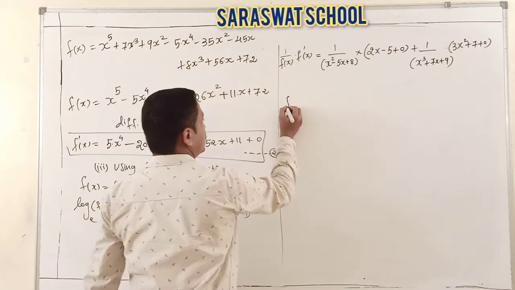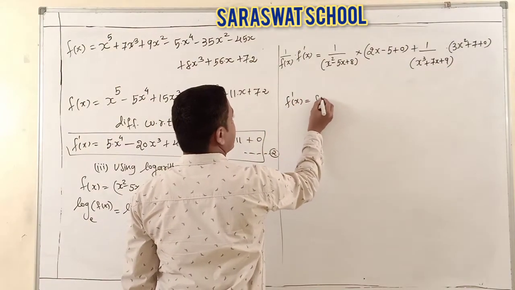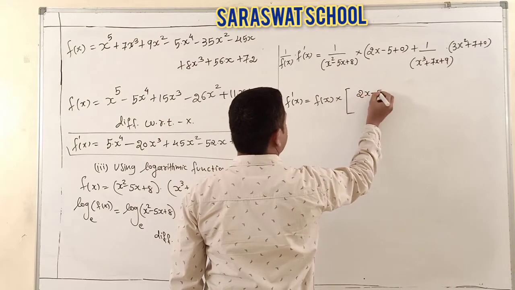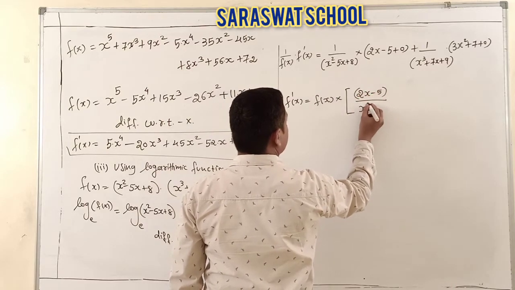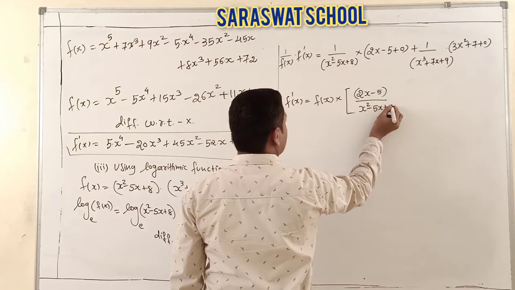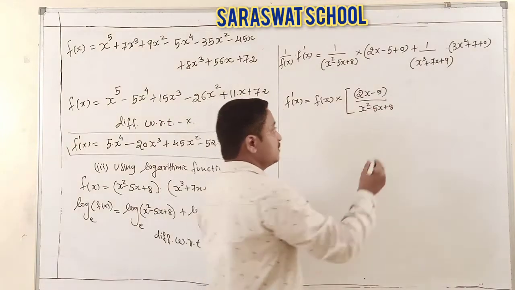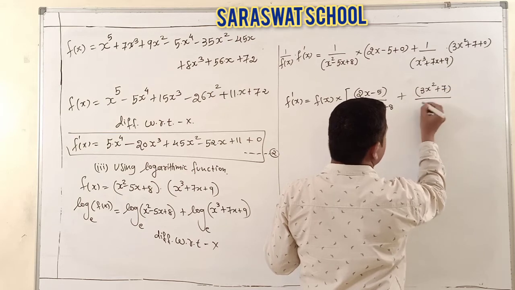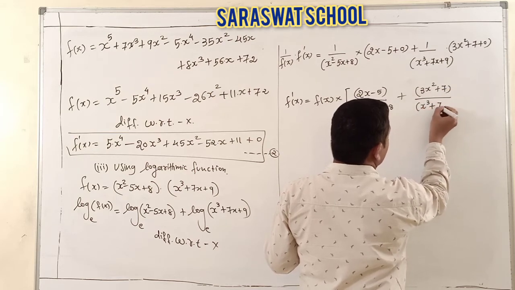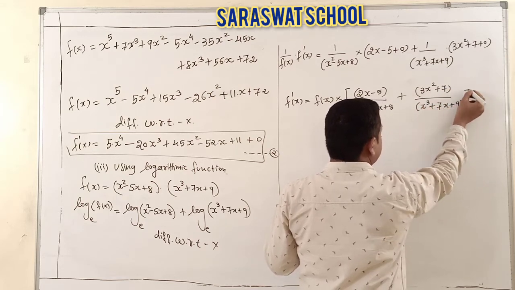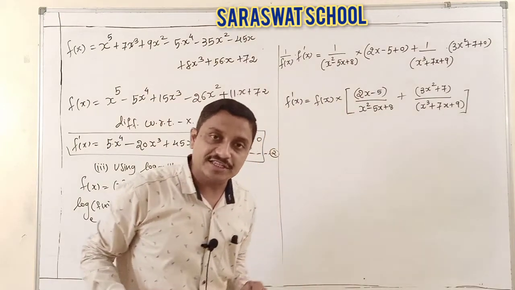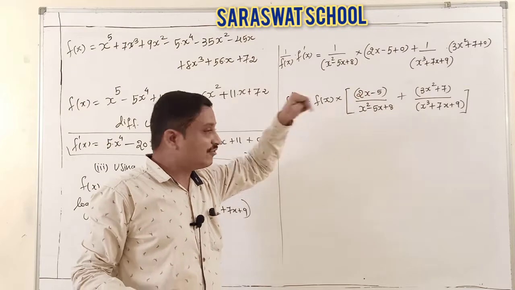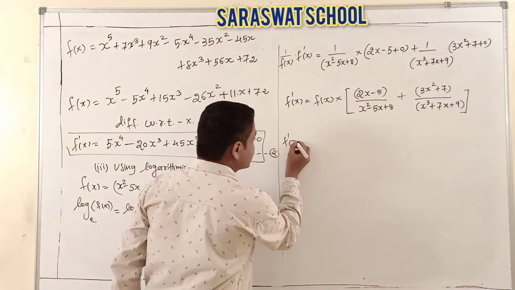Now students, what do you get as f'(x)? f(x) into (2x − 5)/(x² − 5x + 8). Similarly, (3x² + 7)/(x³ + 7x + 9). Students, this will be your final answer. I take the derivative, after that LCM and f(x) putting. Students, what is f(x)?